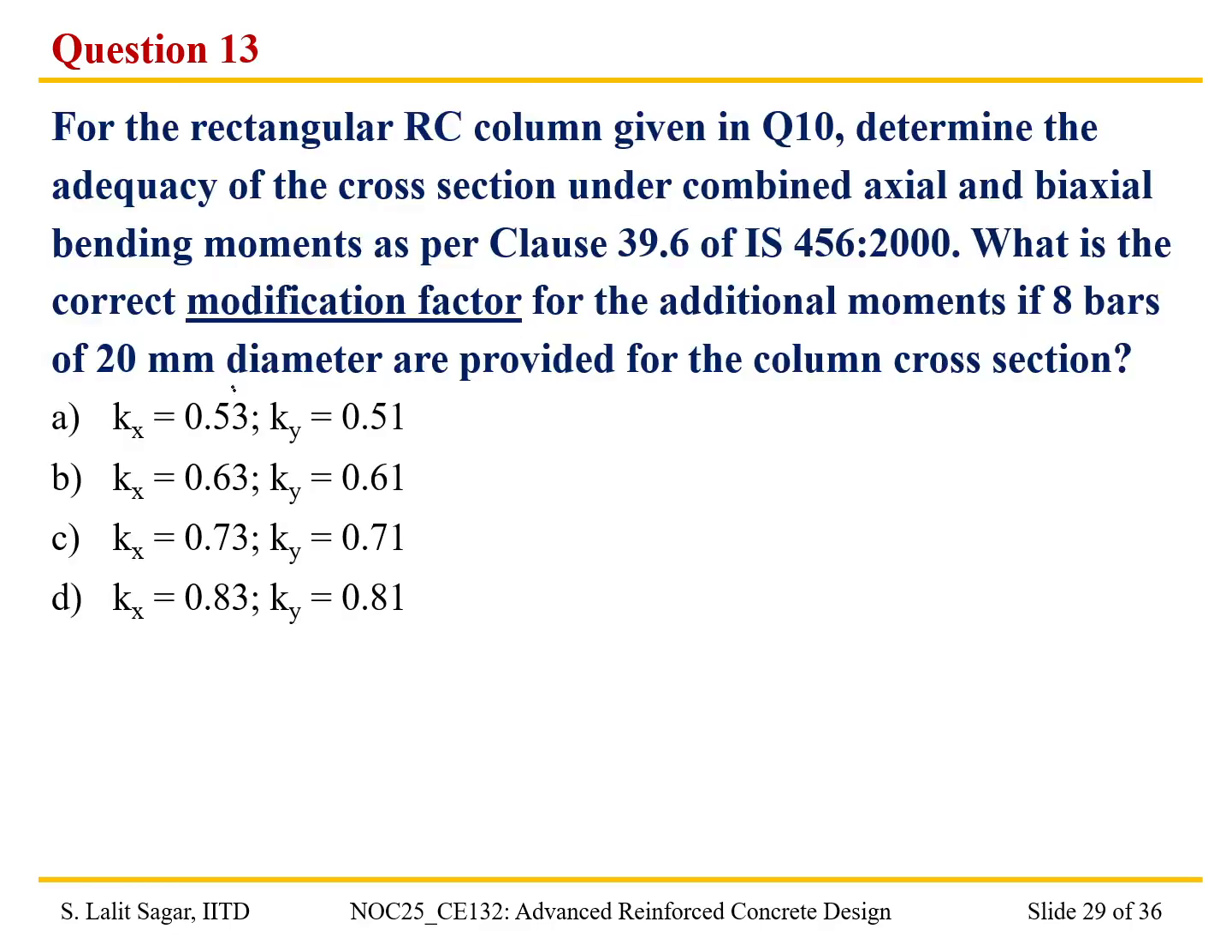Moving forward, for the rectangular column, what is the correct modification factor for the additional moments if 8 bars of 20 mm diameter are being provided? So now let us see what is the Ast that is provided. Ast provided, that is pi by 4 of 20 square multiplied by 8.